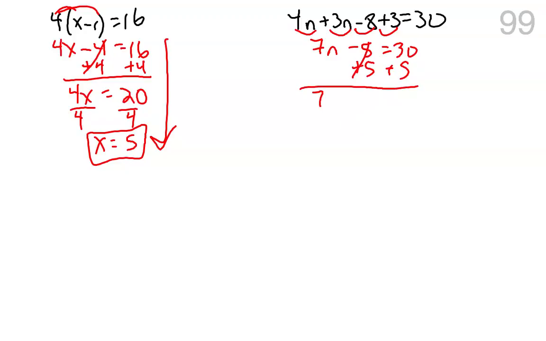7n equals 35. Divide by 7. n equals 5. And that's my correct answer. Any questions on that? Okay. So those are the first 2 quiz questions. Do we have any issues with those before I go forward? We're good? Okay.